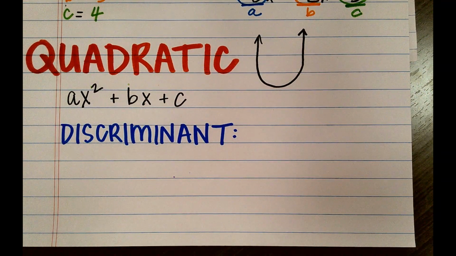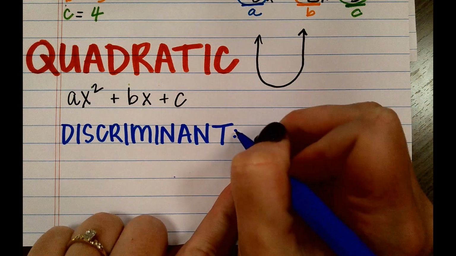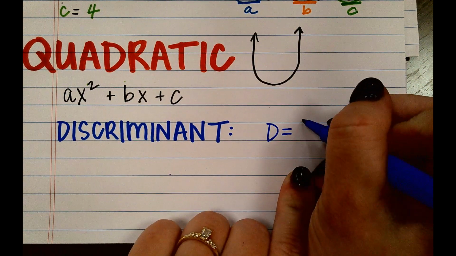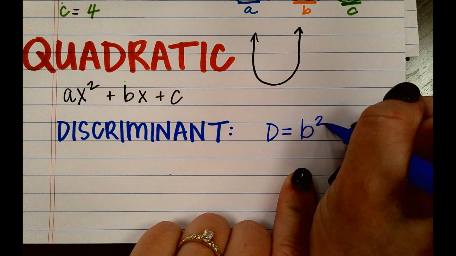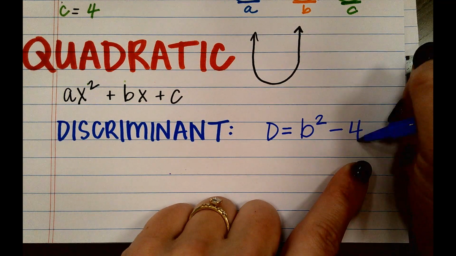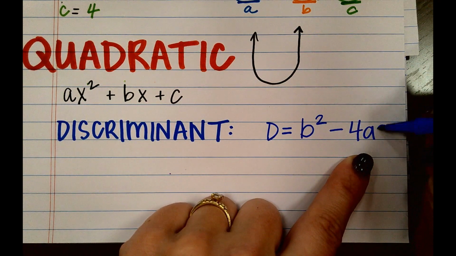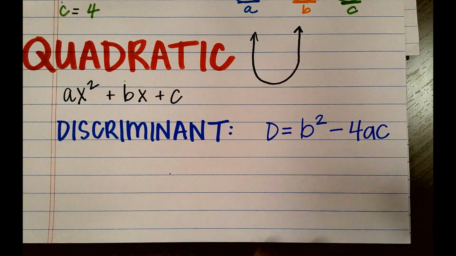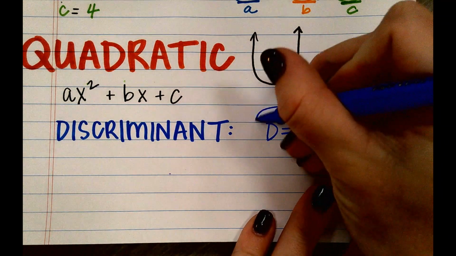You guys know what a formula is? Yeah, it's like a set list of numbers and letters that you plug stuff into. And I'll show you what I mean by that. Let me just give you the formula. We say D equals B squared minus 4 times A times C. This is the discriminant formula.